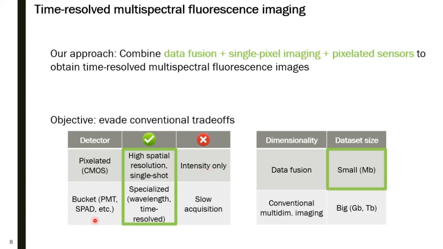With a bucket detector or with a single pixel camera, you can be very specific in the parameters that you measure, so you can easily build the multispectral or time-resolved systems, but the acquisition is slow and the spatial resolution is not so high. In the same way, when you do conventional multidimensional imaging, the datasets that you acquire are super big, because you are gathering information about many different parameters. But when using data fusion, you can try to compress in the measurement process. So you gather not a lot of data, and you let the algorithm fill in the gaps for you, similar to the way compressive sensing works.